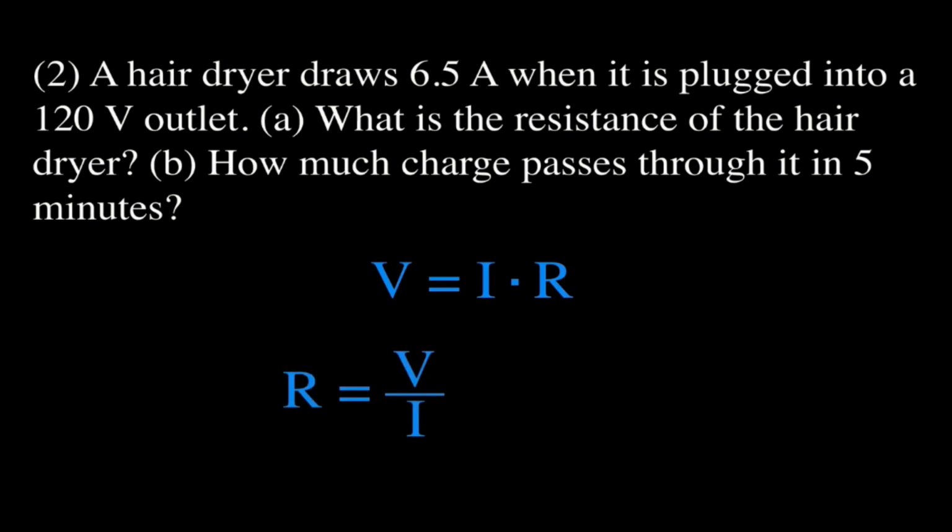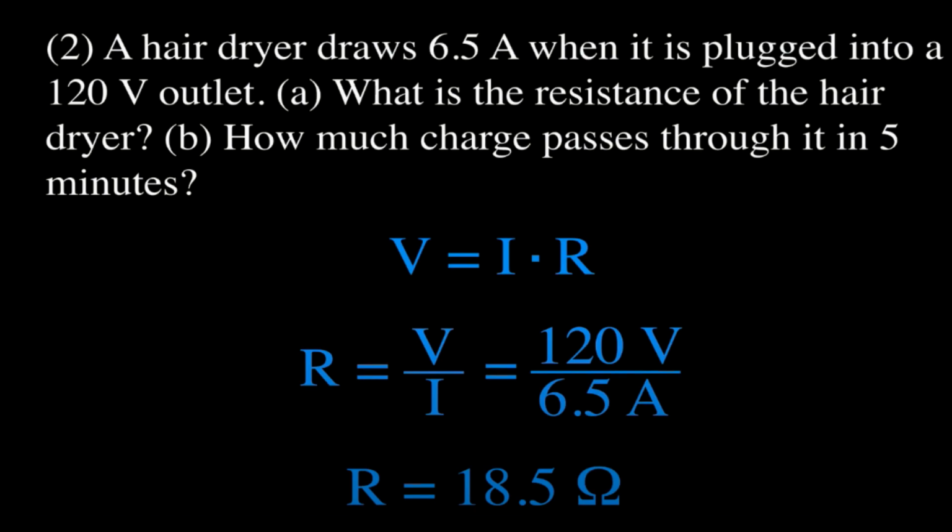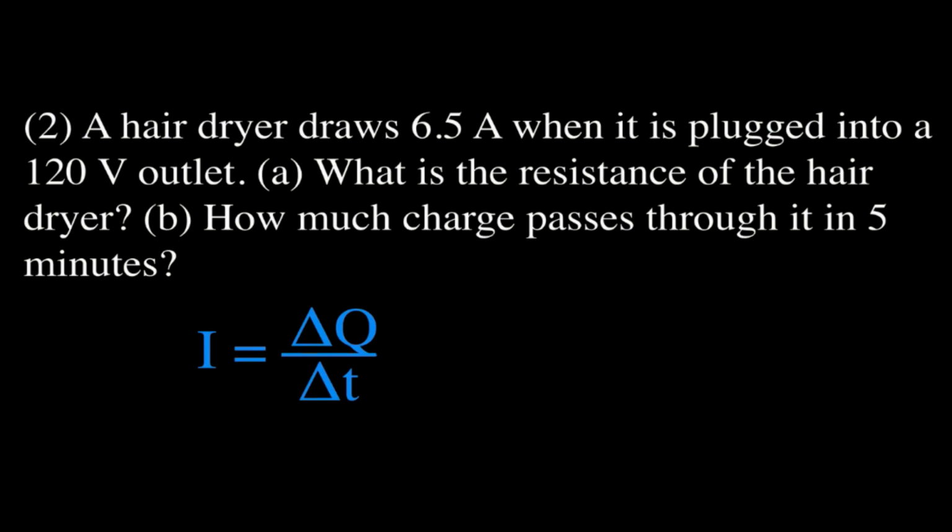The first thing you should do is write the formula V equals I times R. But since we are looking for resistance, you change the formula to R equals V over I. Then the next step is just to put in the numbers you get from the question to get the resistance, which is 18.5.